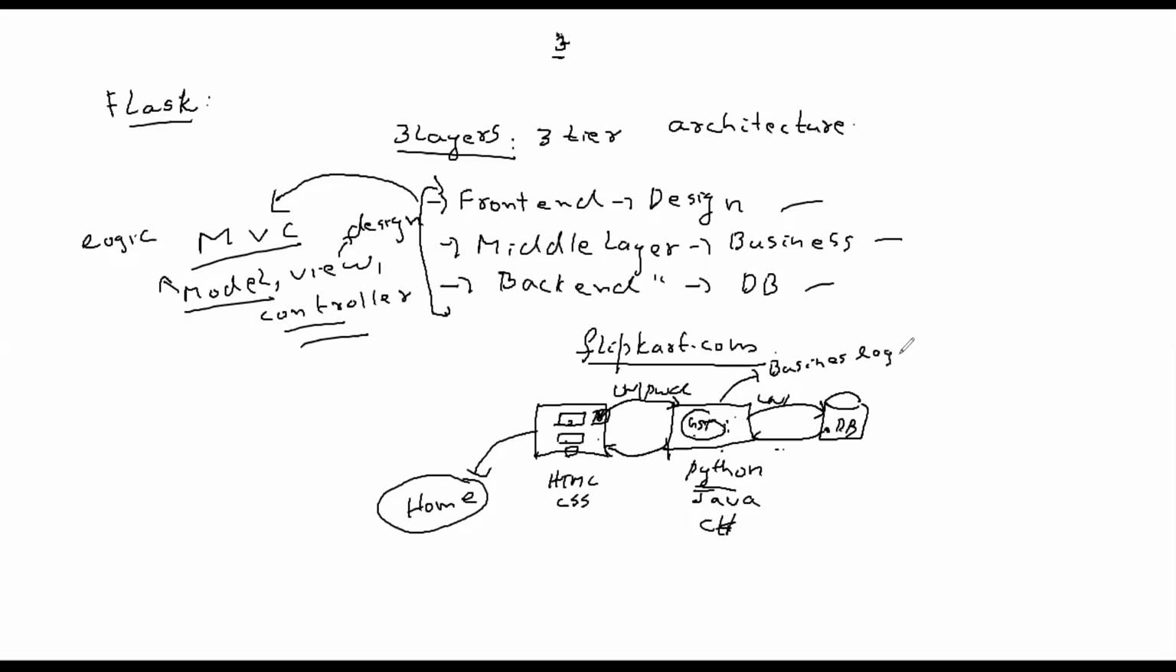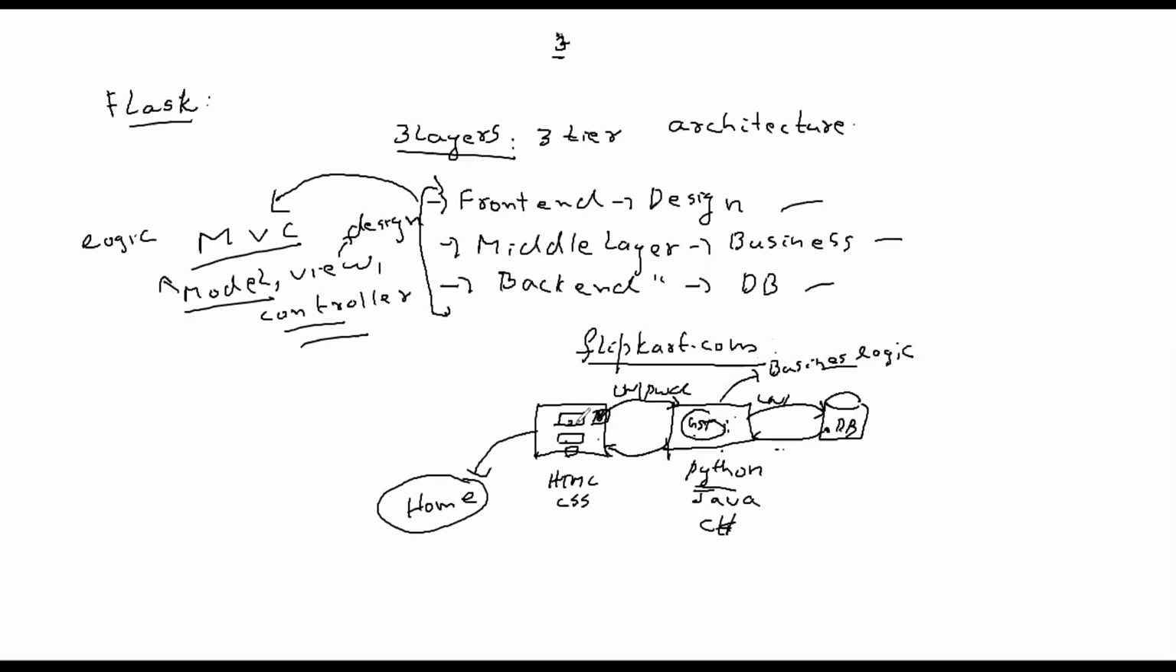For example, in banking and finance, what is the business logic? Credit, debit, transfer. You want to credit something, or debit, or transfer, or you want to add a new beneficiary, or you want to transfer your amount to a friend. All of this is with respect to the domain and the business. All this will be done in the middle layer.